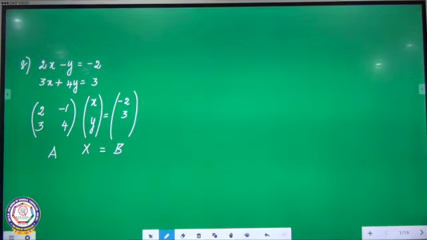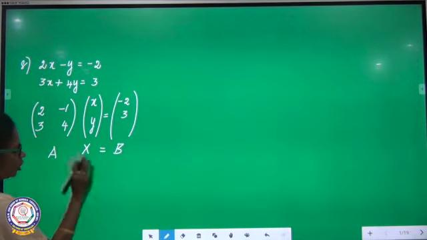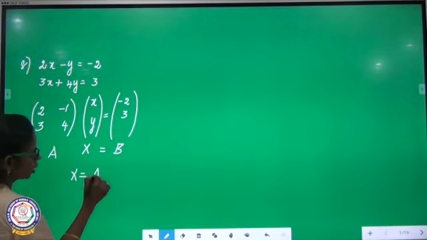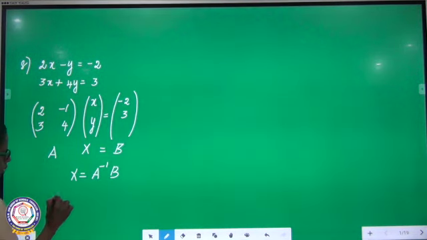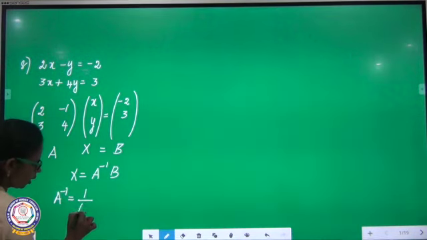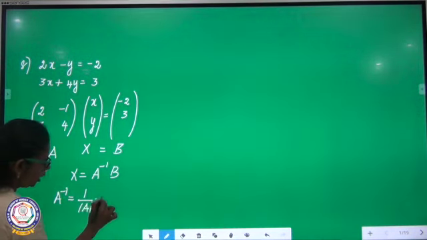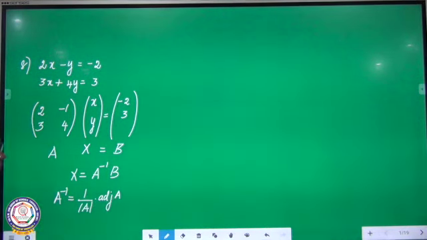Matrix inversion method I said, right? X is equal to, when you shift A to this side, you have to place it in the first position. A inverse into B. What is A inverse? A inverse equal to 1 by determinant A into Adj A.